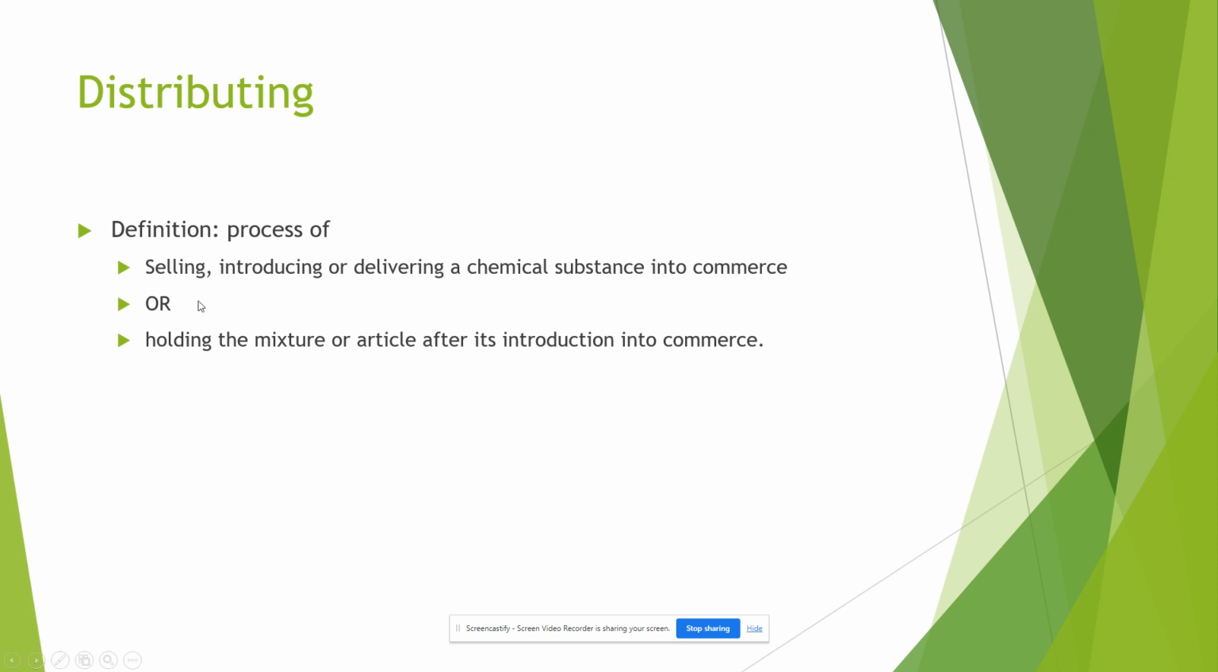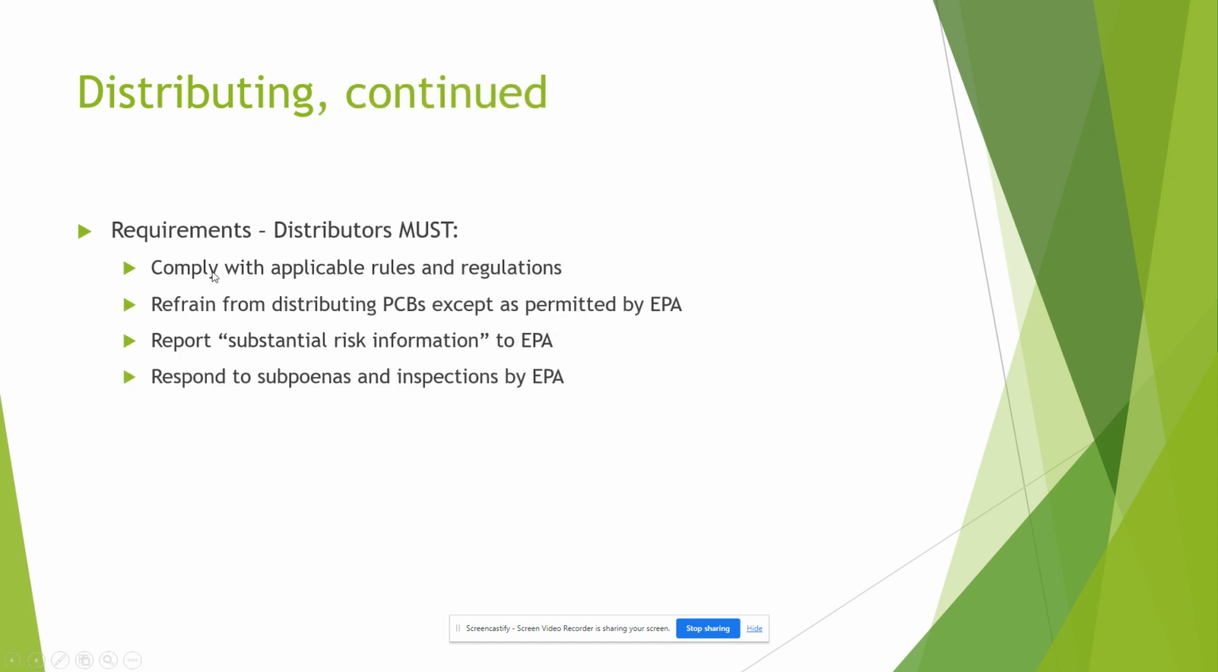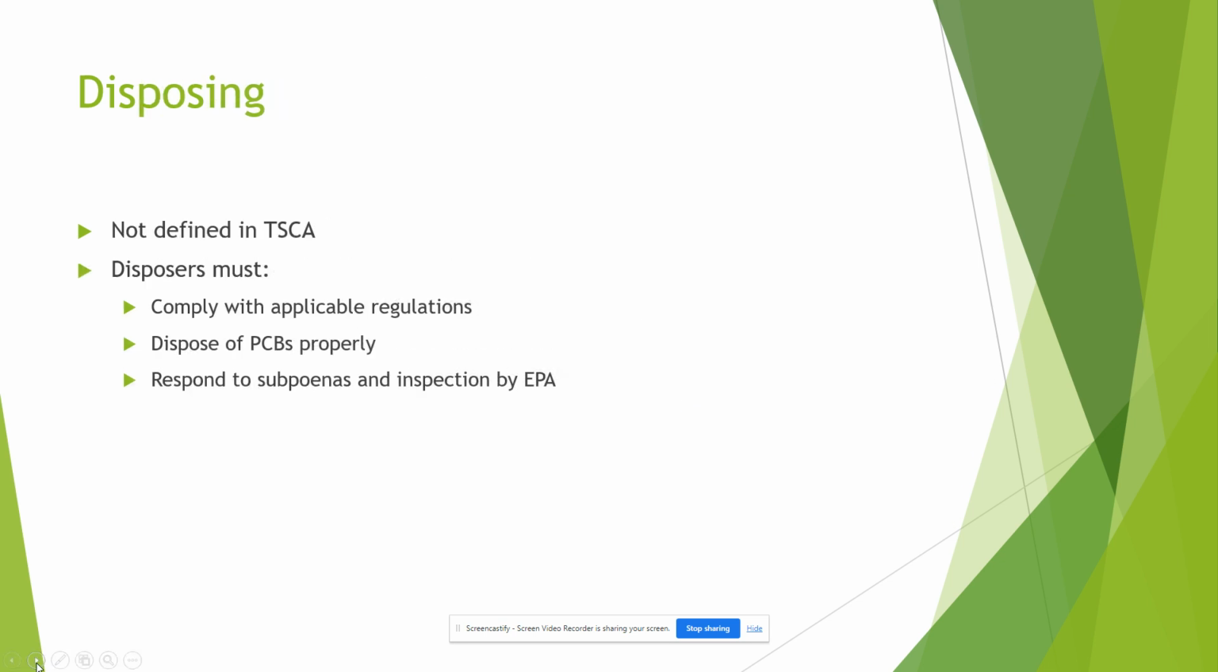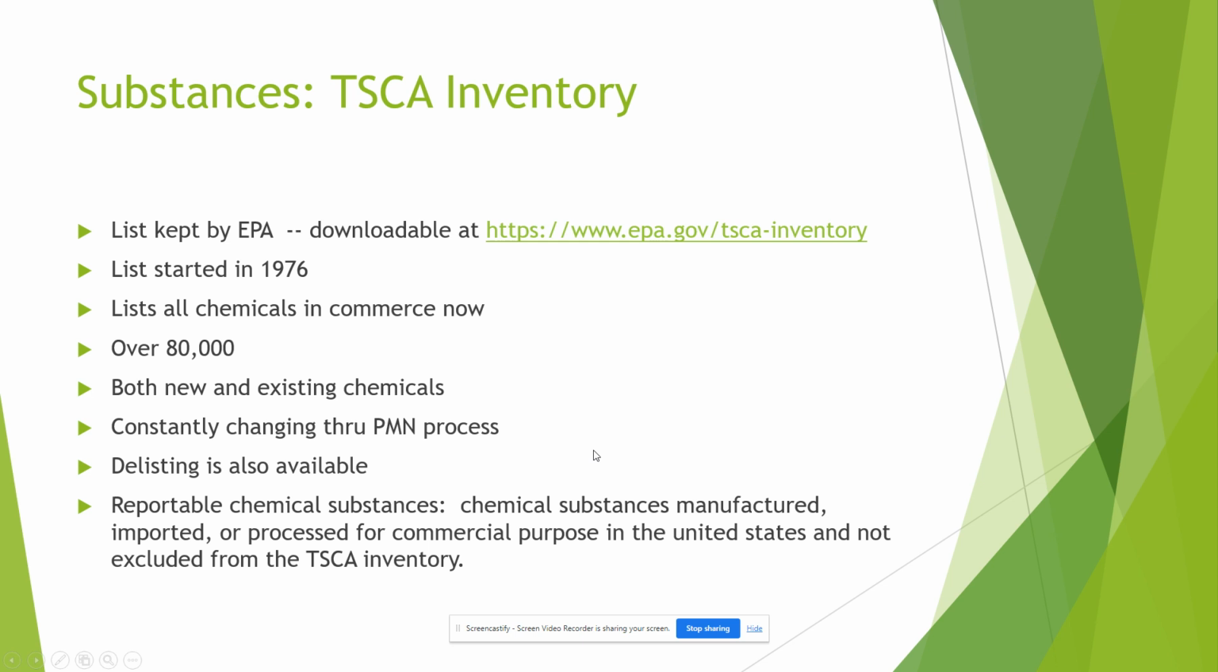distributors, the ones who are selling or distributing the chemical in commerce, again have to refrain from distributing PCBs. If there's any substantial risk information, they have to report it and then comply with inspections by the EPA. Disposers, similar stuff, right? If you have PCBs, they have to dispose of them properly and be available for inspection.